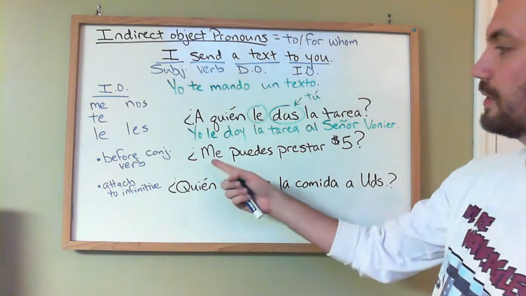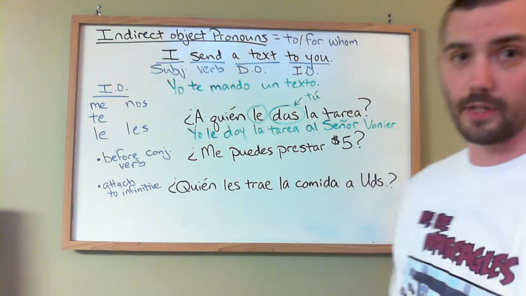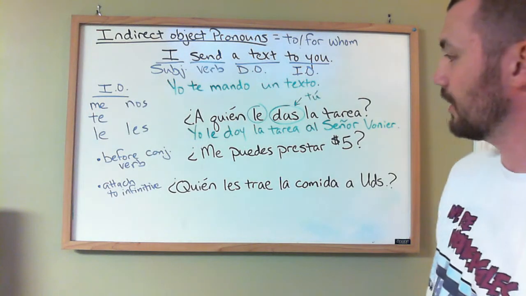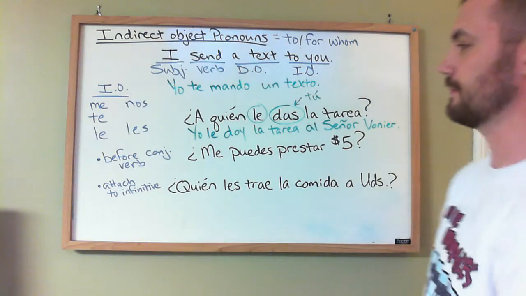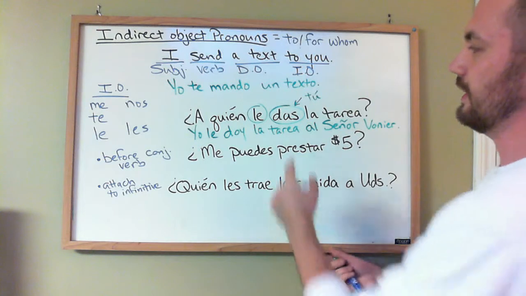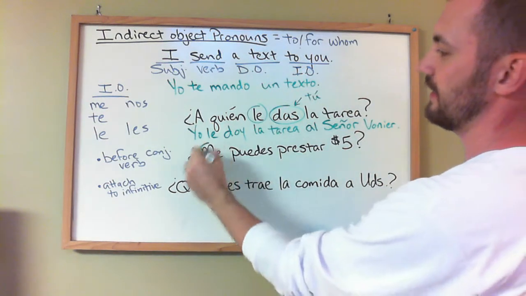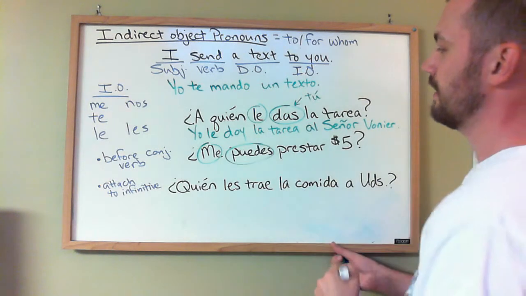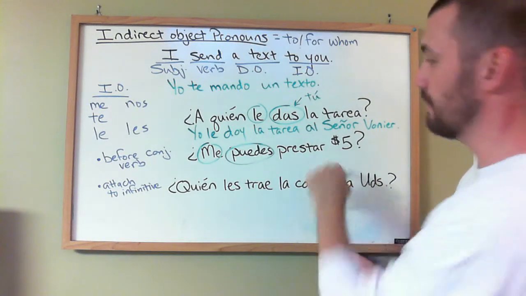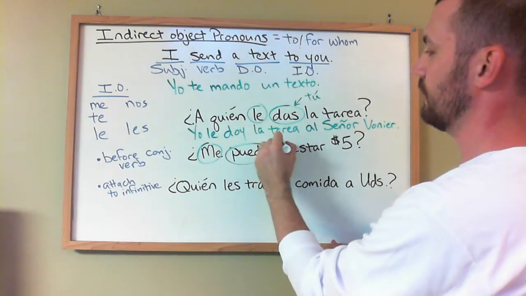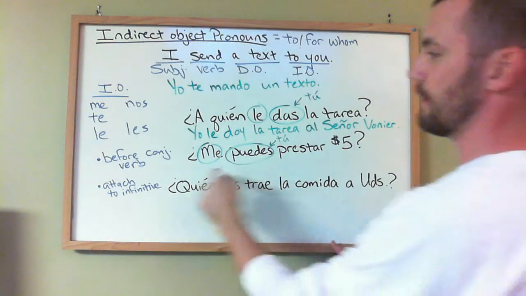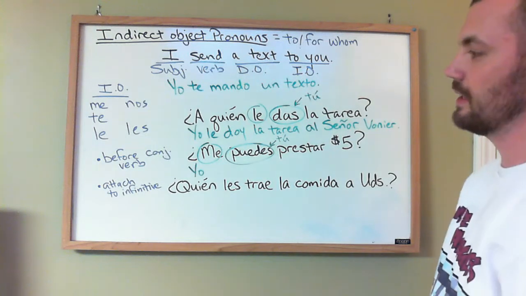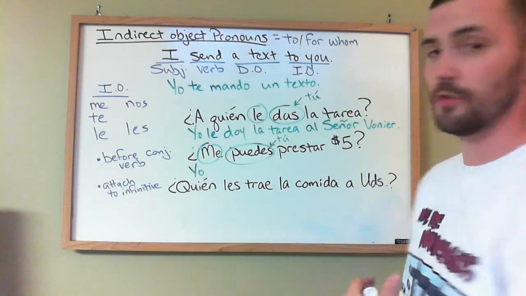Okay, how about this one? ¿Me puedes prestar $5? It's always a good question to know. Can you loan $5 to me? Let's do the same thing here. Let's identify the indirect object. Let's identify the verb. Oh, we've got an infinitive too. This one again is in the tú form. That tells us that we're going to start with yo right here.